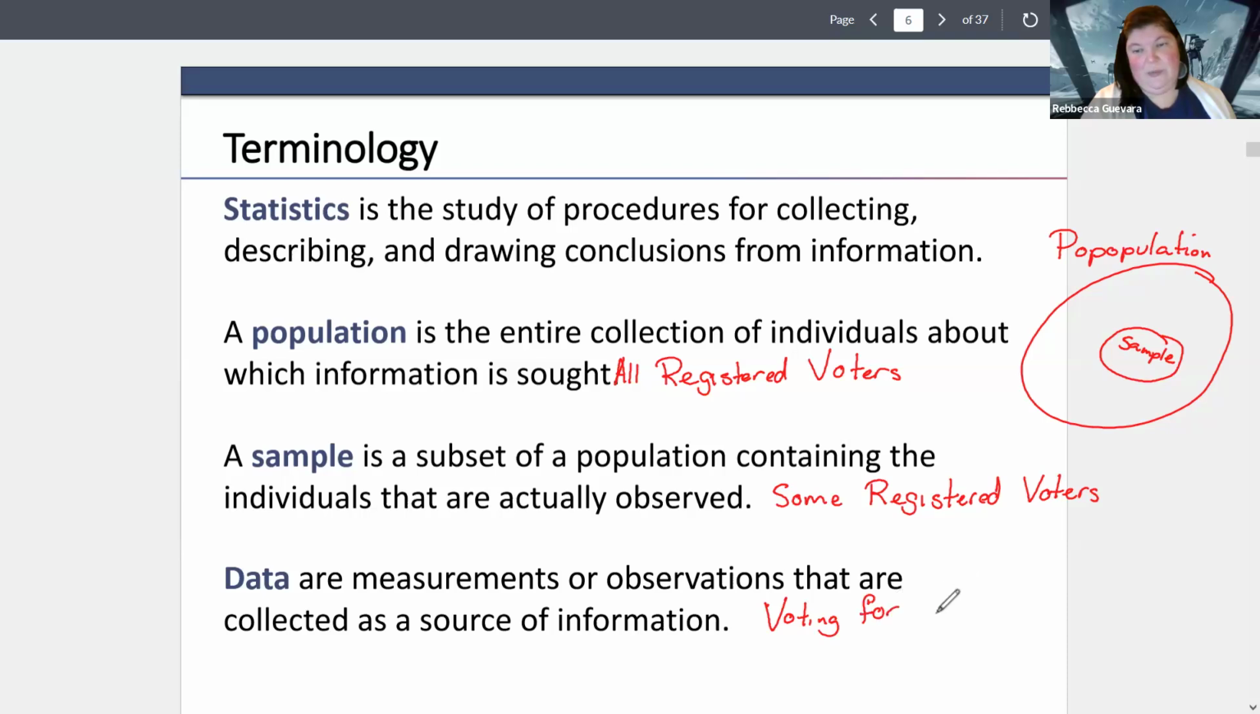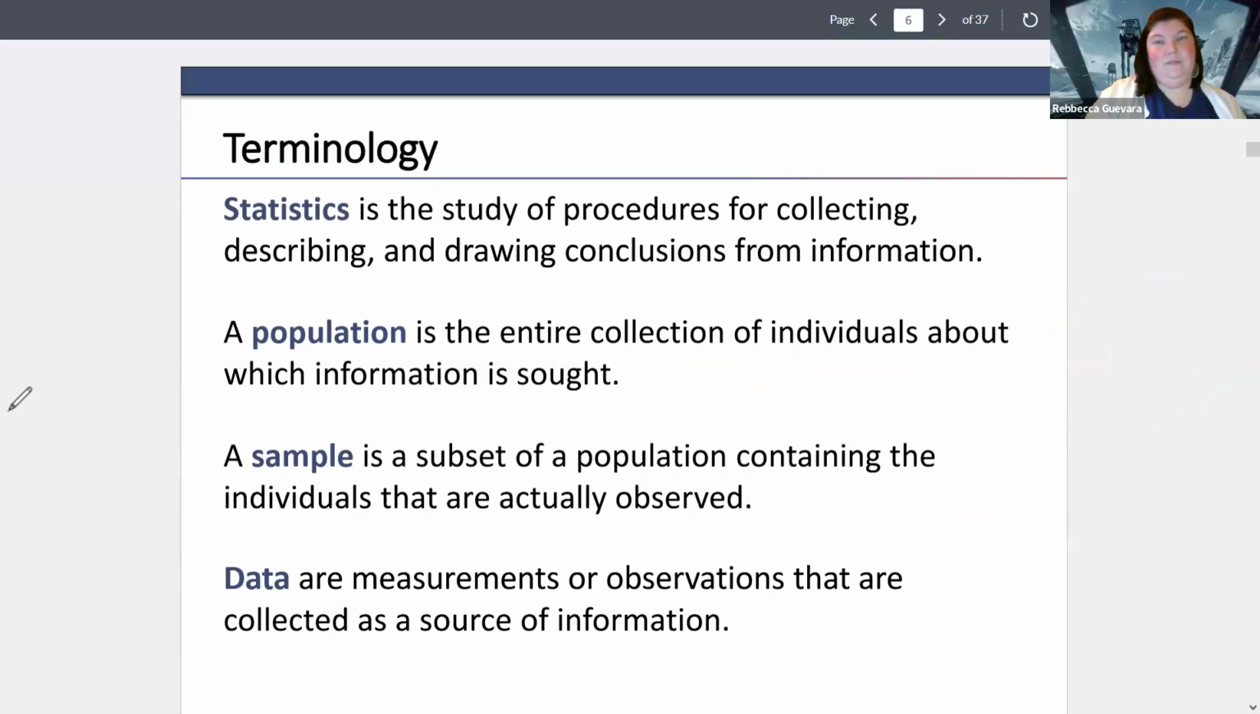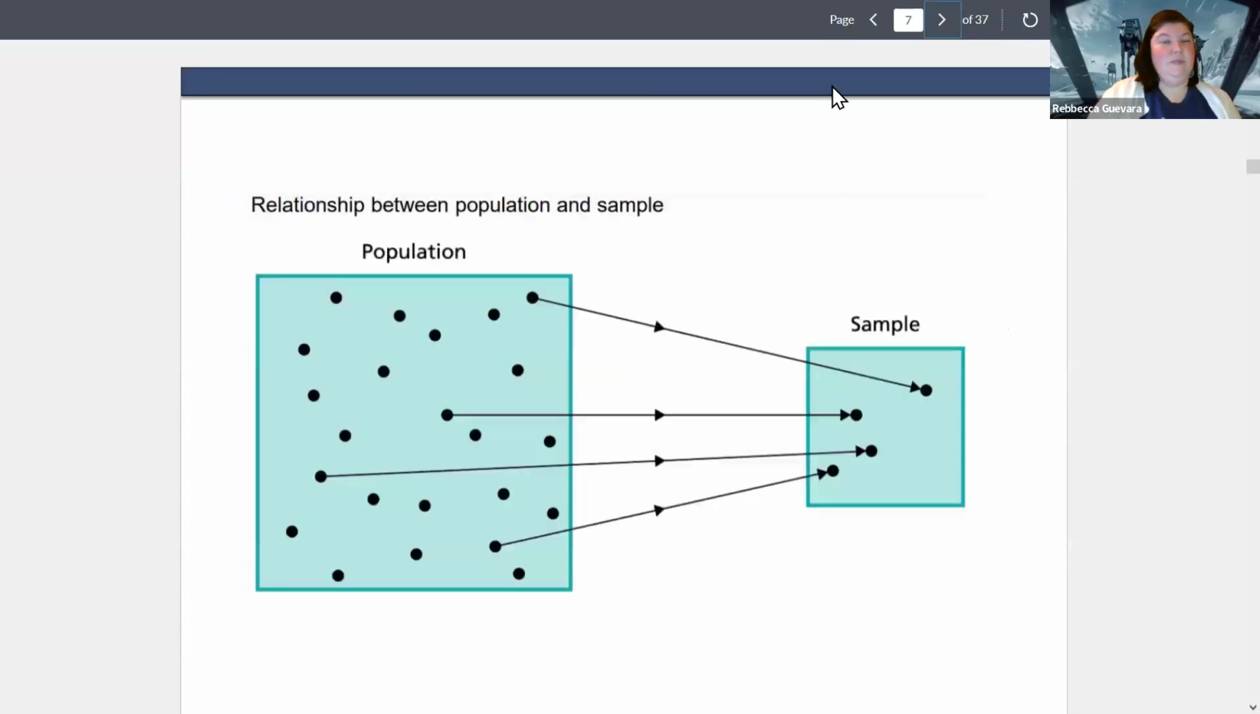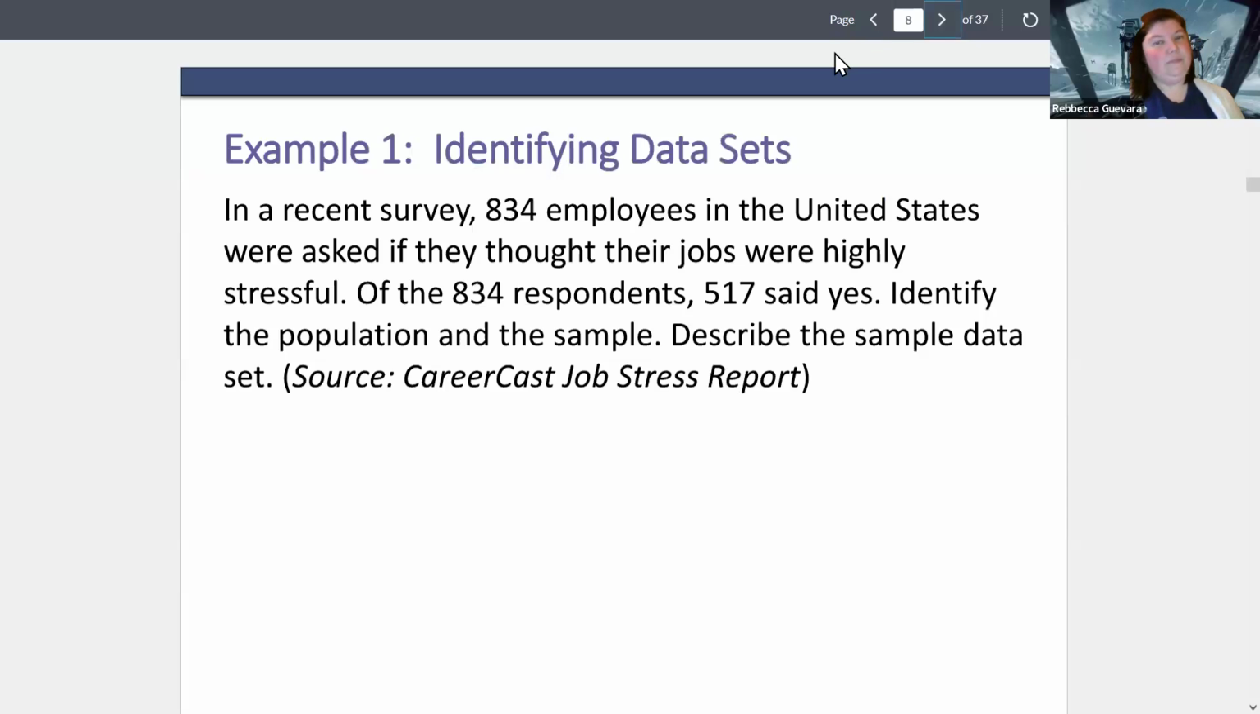So in our case, our data could have been voting for green or red. Those are two I mentioned. All right, so this is just a quick little picture, just showing you the same idea here. This is your whole population. My sample's only going to be a small bit of it.